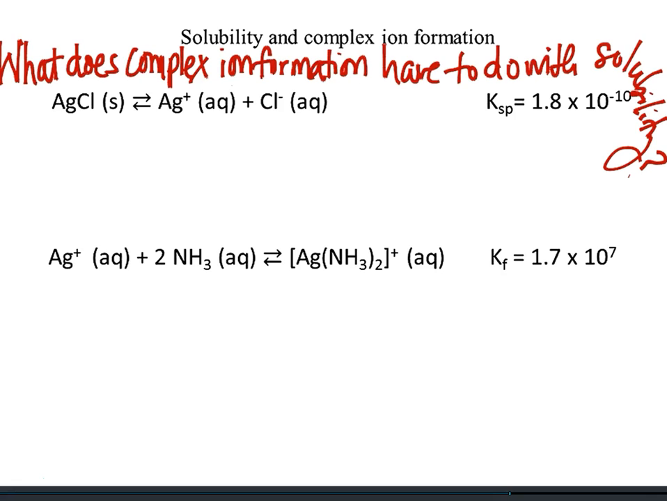In all those cases, the ligand was neutral, but you can have a ligand with a negative charge or some charge, and then the overall charge of the complex ion would be a combination. It would be the net overall charge.